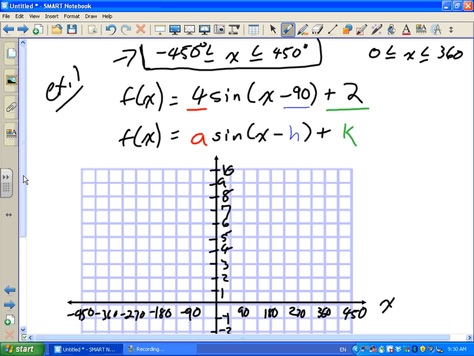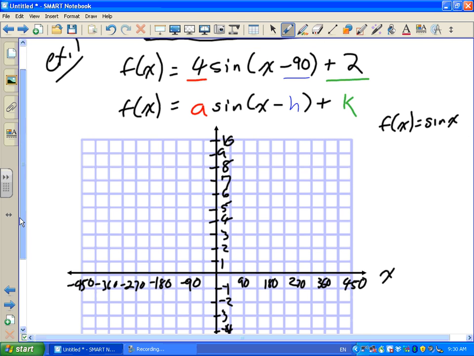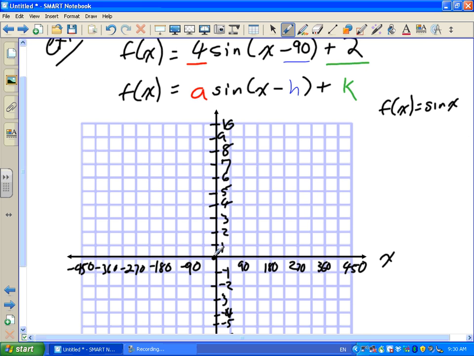So first thing we're going to do is we're going to draw our normal function, which is f of x equals sine x. If you guys remember, our key points are at 0, 0, 90 and 1, 180 and 0, 270 and negative 1, 360 and 0, and then the wave repeats. Then we go backwards in the same idea. Okay?